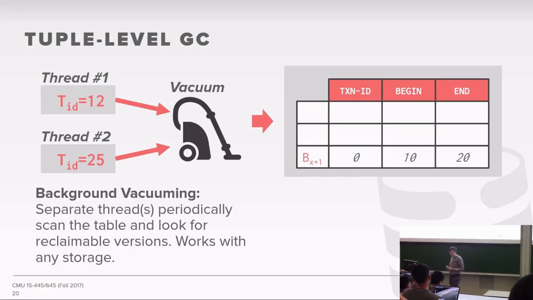Yes? You also have to condense the pages once you've done this. His question is, do you actually condense the pages once you do this? So it's also called compaction. I don't know whether Postgres does this. In the full vacuum, they actually might do that.